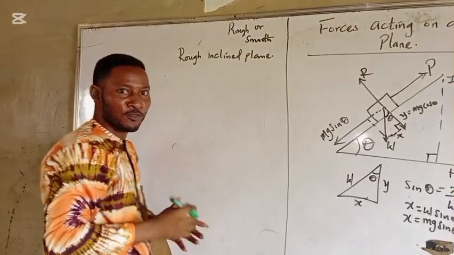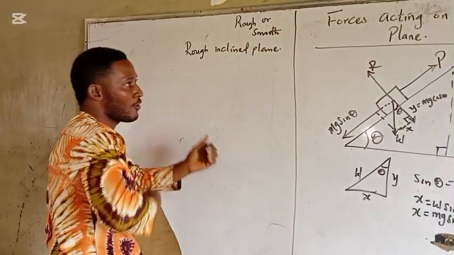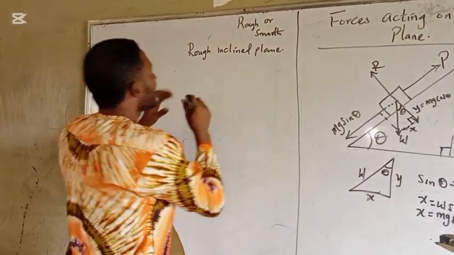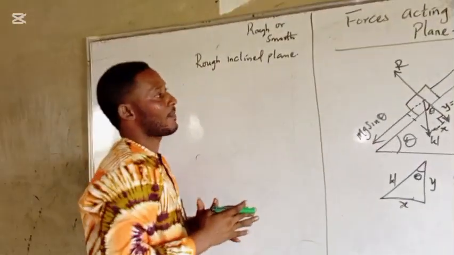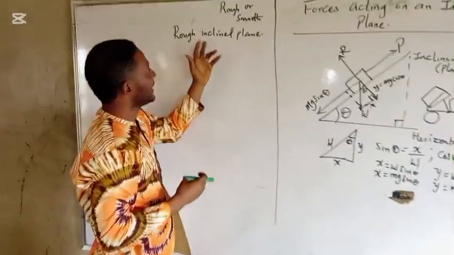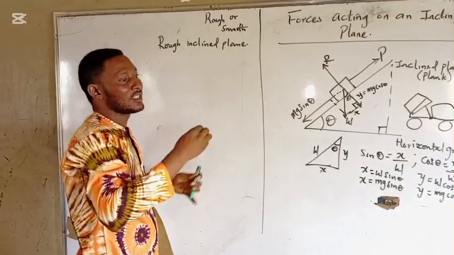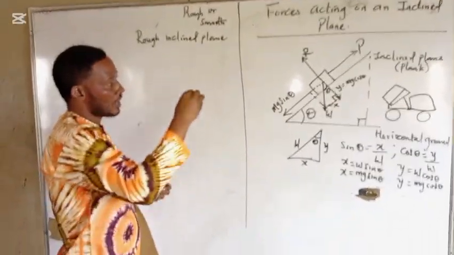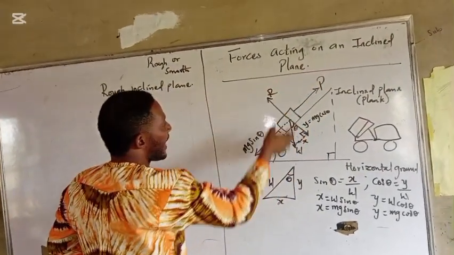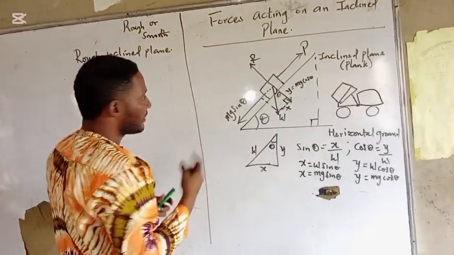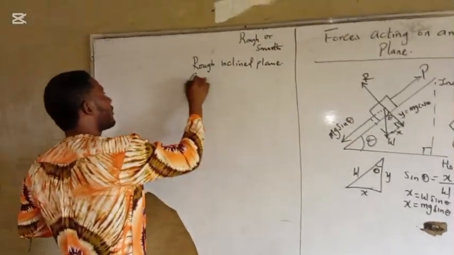Now, when a surface is rough, there exists friction on that surface. So we are going to be considering another force, which is called friction. Now, talking about the rough inclined plane, there are two cases we need to consider. The cases will be applied based on the position of friction when the body is about to move up and when the body is about to slide down the plane. So first of all, remember I said the cases for a rough inclined plane are two. The first one is case one.